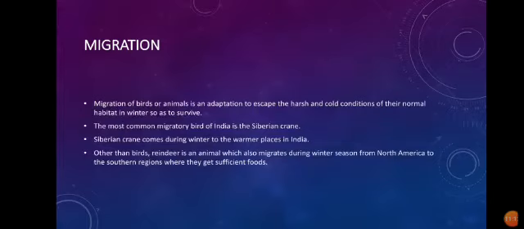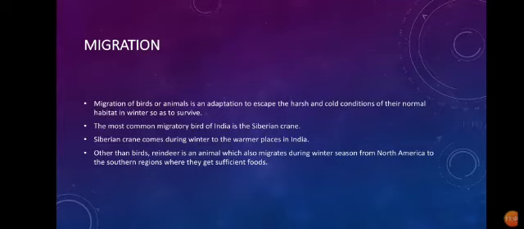Now next we will discuss another specific characteristic of animals, that is migration, okay. Now what is migration? As you can see in the slide, the definition: migration of a bird or other animals is an adaptation to escape the harsh and cold condition of their normal habitat in winter so as to survive. Now I'll make this clearer to you. The birds must remain warm to survive.